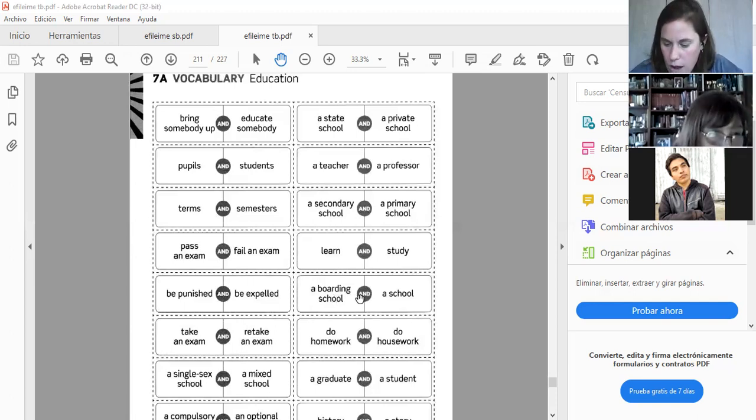What is the difference between a boarding school and a school? A boarding school and a school. What do you think is a boarding school and a school? Boarding school is a school which is on the outside of the cities with some kinds of problems with the students, and a school is a normal school.